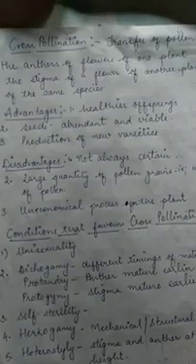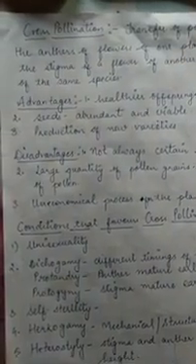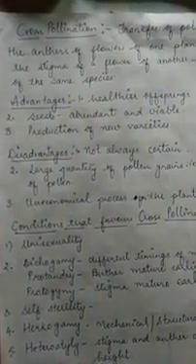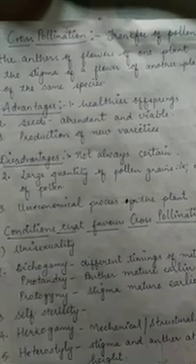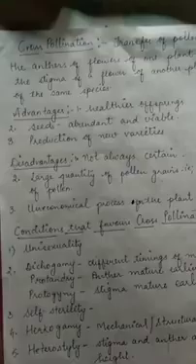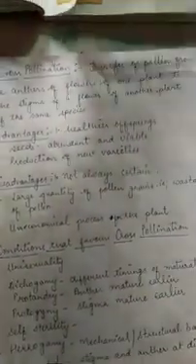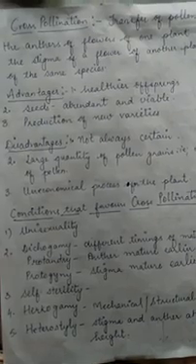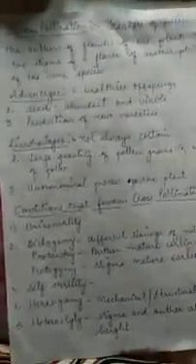Now we'll discuss the advantages of cross-pollination. See, cross-pollination leads to healthier offsprings. The seeds are abundant and they are viable in nature. The production of new varieties occurs due to cross-pollination because there is mixing up of the genetic makeup of the plants. Now the disadvantages.